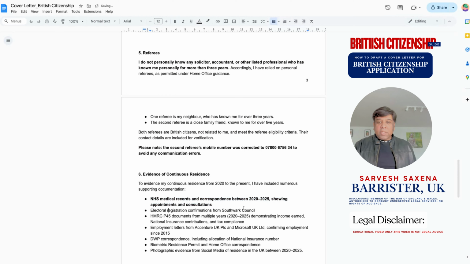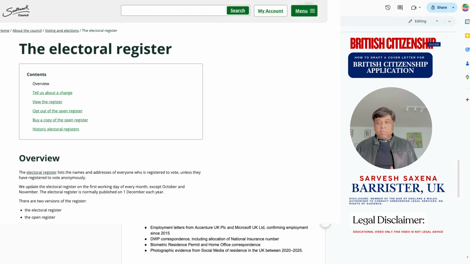Now, the second proof is that he got himself registered at the electoral registration confirmation, which is an ability to actually go and vote. Once you qualify, because you got indefinite status, they send you a letter that now you can do a postal vote or online vote. You get a letter. That letter also serves as a proof of residence in the UK.